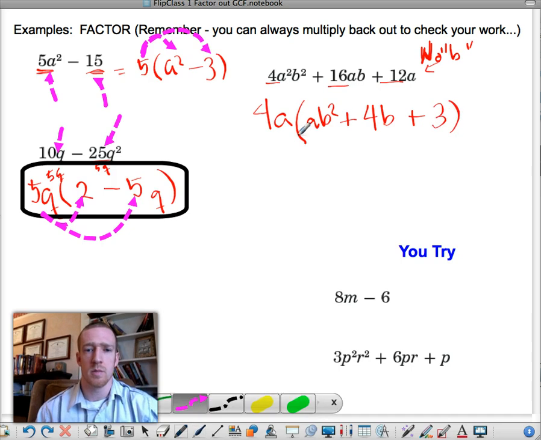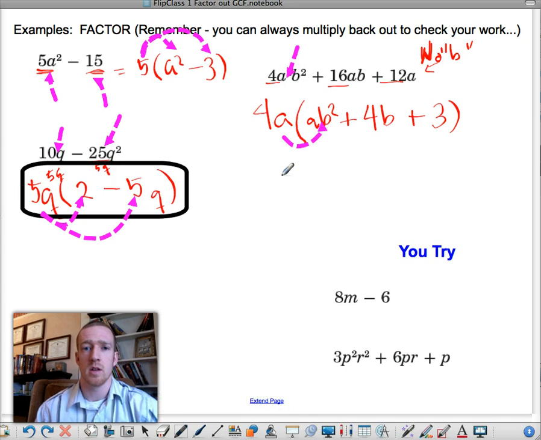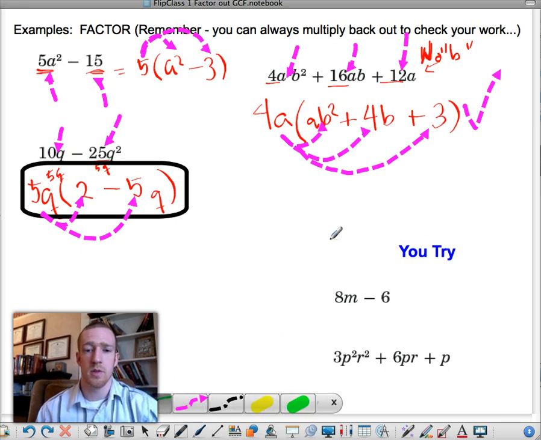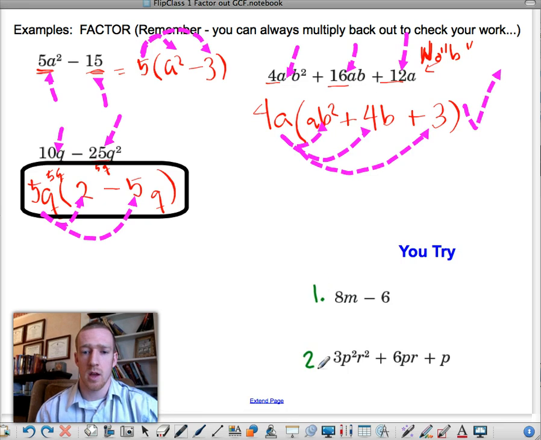And then just quickly, because you guys have done lots of distributing, does this equal that? Yes. 4a times 4b is 16ab. 4a times 3 is negative 12a. So it works. All right, now I want you guys to try both of these problems, and you should have those correct answers when I see you in the morning.